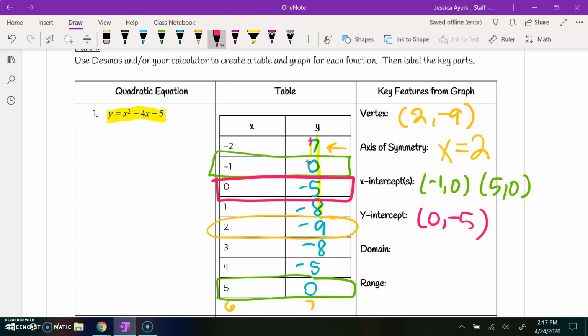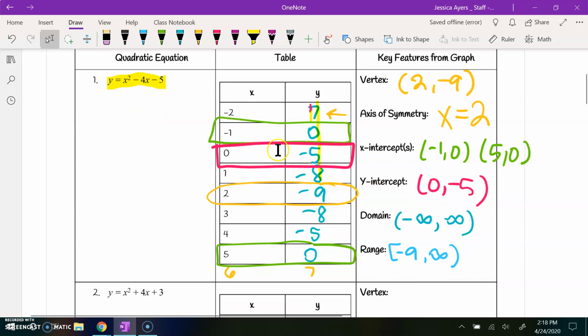Then it asks about the domain. The domain for quadratics is always all real numbers. So it's going to be -infinity to infinity. And my range is going to go from my vertex up, because my vertex was a minimum. So it's going to be from -9 to infinity.